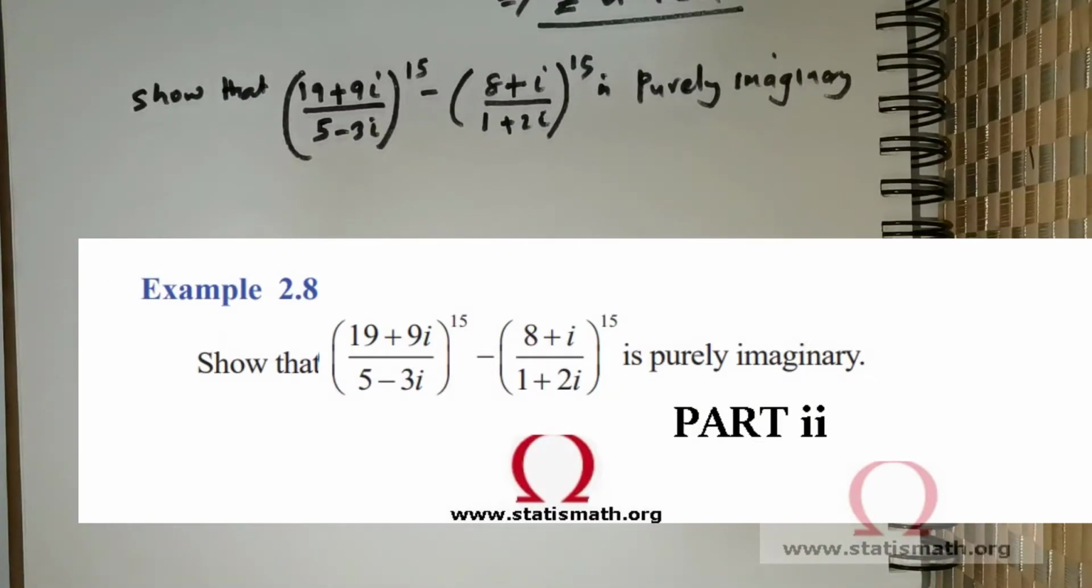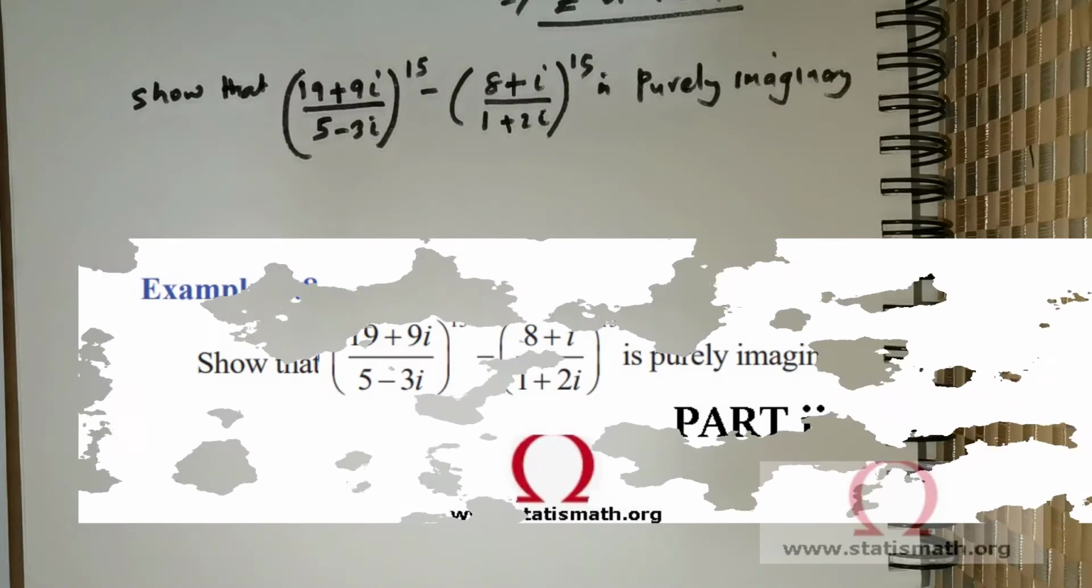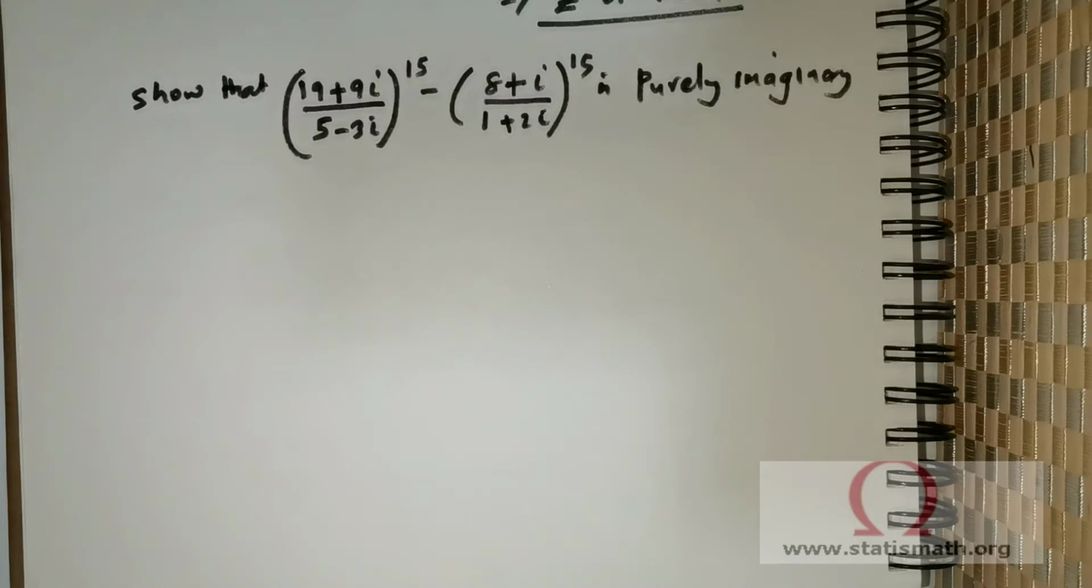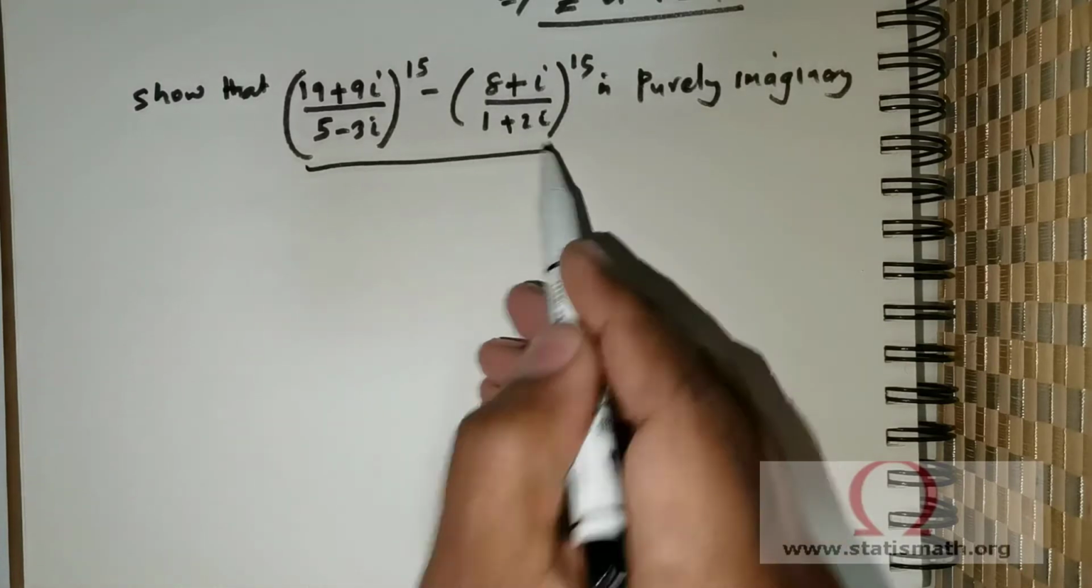Students, we are given this question. Show that (19 + 9i)/(5 − 3i) raised to the power 15, minus (8 + i)/(1 + 2i) raised to the power 15, is purely imaginary. Okay, so let us do this question.